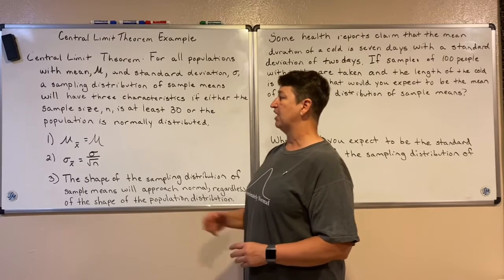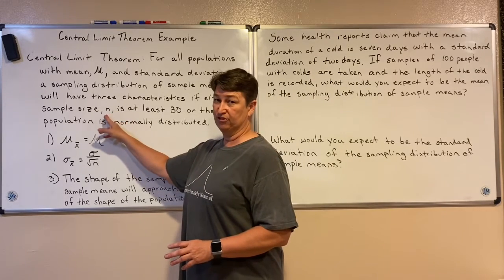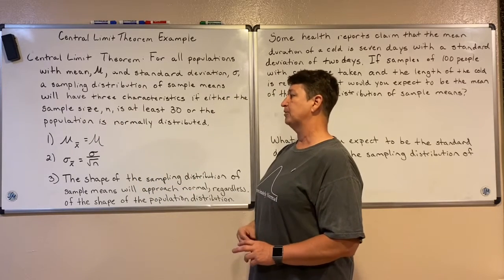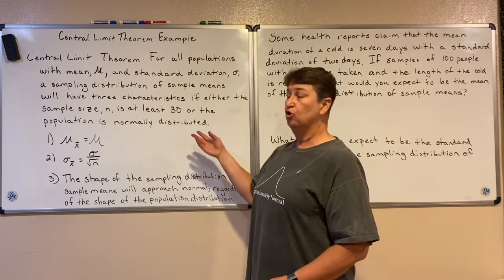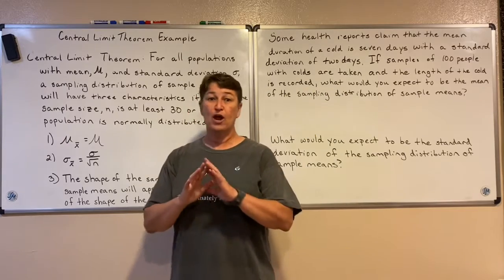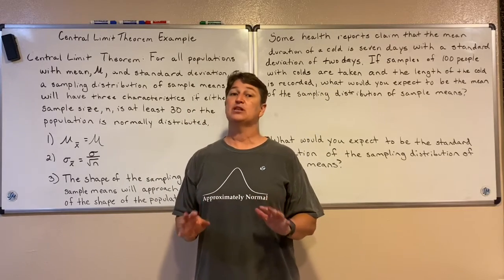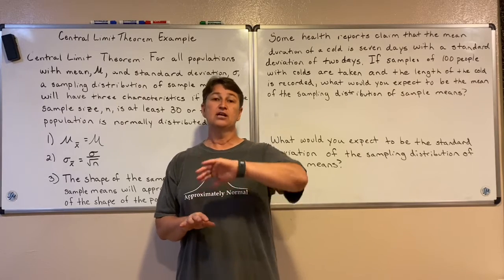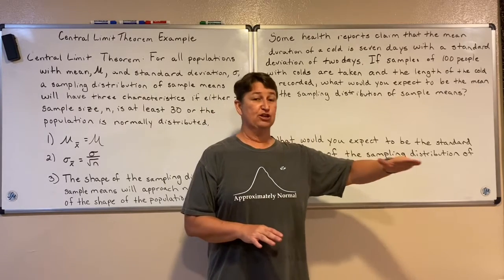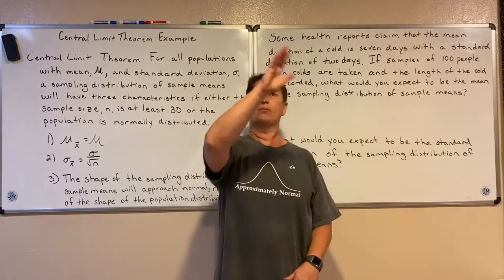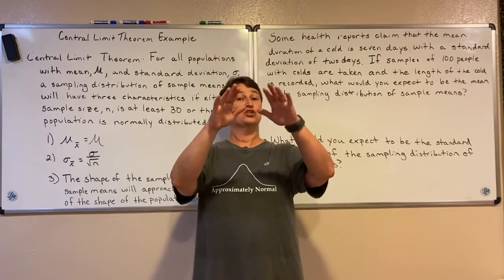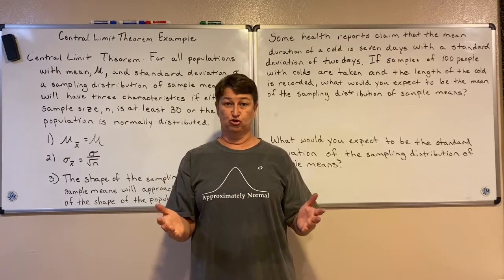If the sample size, where we represent the sample size with the letter n, is at least 30, or the population is normally distributed. So in other words, for whatever shape my population is, that distribution of my population data is, let's say the population data is skewed to the right, or my population data is skewed to the left, or maybe my population data has a nice normal distribution.